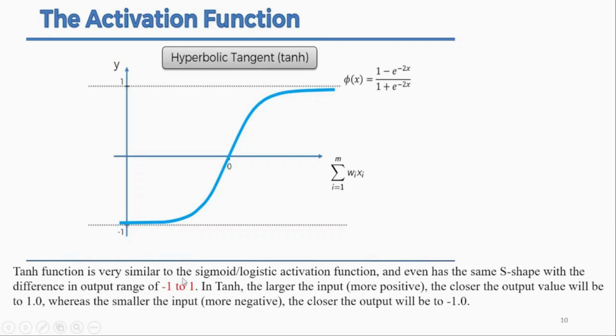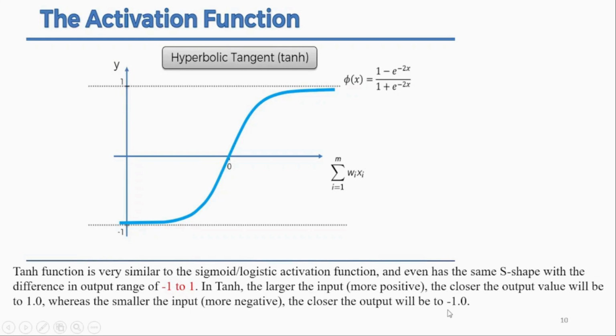the tanh function is very similar to the sigmoid logistic activation function, and even has the same S shape. If you look at the shape, it is the same S shape as the sigmoid function, with the difference in output range of -1 to 1. So if you look at this, it basically starts from -1 to +1. In tanh, the larger the input, more positive, the closer the output value will be to 1, whereas the smaller the input, the closer the output will be to -1.